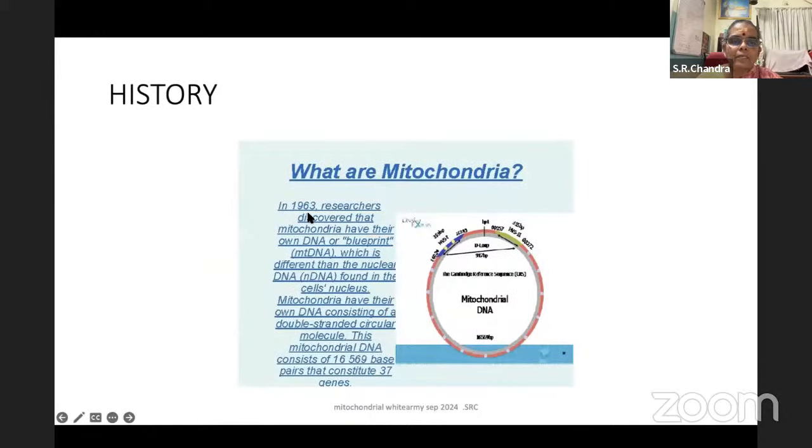So in 1963, researchers discovered that mitochondria have their own DNA or blueprint, mitochondrial DNA, which is different than the nuclear DNA found in the cell's nucleus. So everywhere DNA is present only in the nucleus. This is the only situation where it is in the cytoplasm. And mitochondria have their own DNA consisting of a double-stranded circular molecule. This mitochondrial DNA consists of 16,569 base pairs that constitute 37 genes.